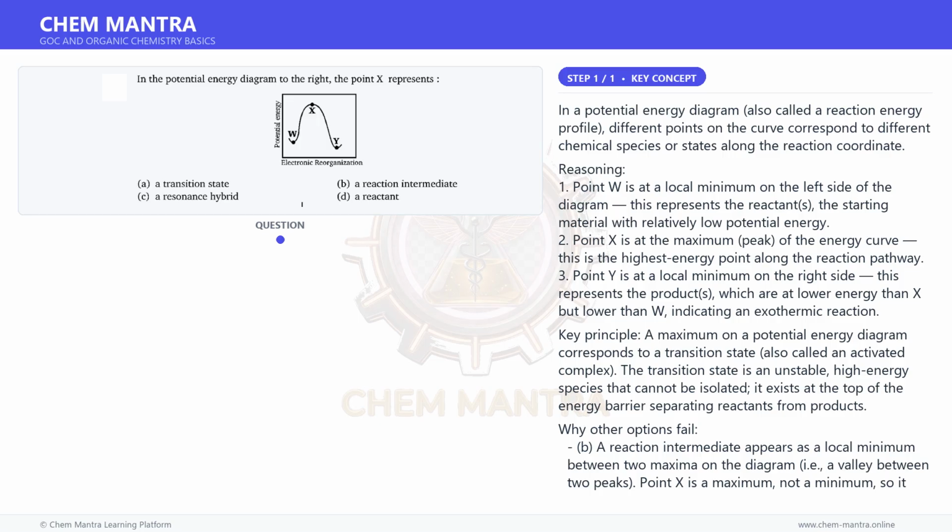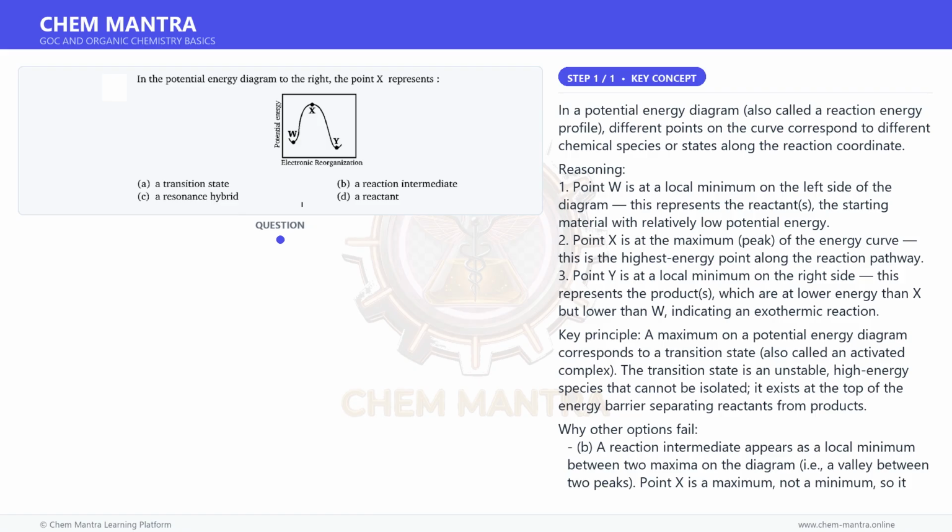In a potential energy diagram, also called a reaction energy profile, different points on the curve correspond to different chemical species or states along the reaction coordinate. Reasoning. 1. Point W is at a local minimum on the left side of the diagram. This represents the reactants, the starting material with relatively low potential energy.